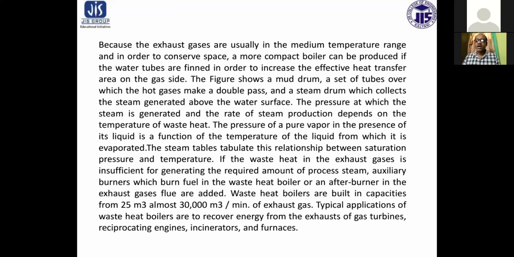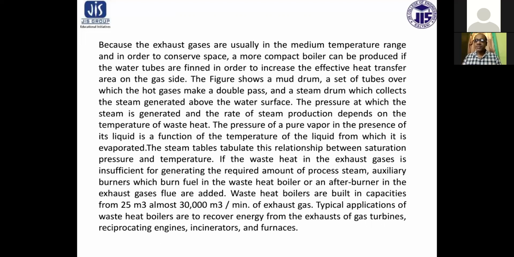So in the path of the flue gas, some fins are provided on the water tubes so as to increase the effective heat transfer area of the gas side. The earlier figure shows a set of tubes over which the hot gases make a double pass, and a steam drum which collects the steam generated above the water surface.